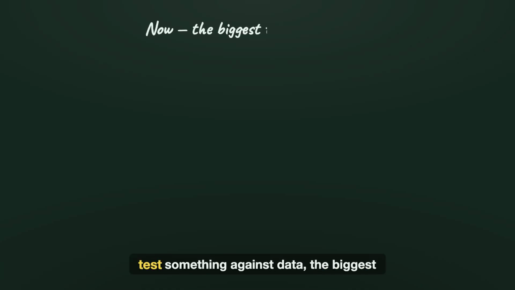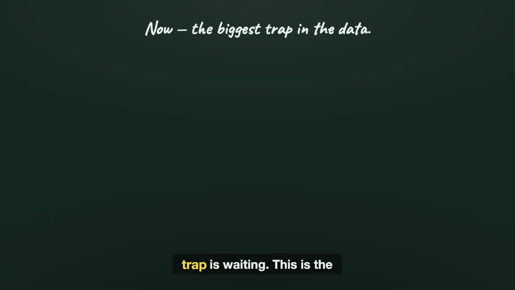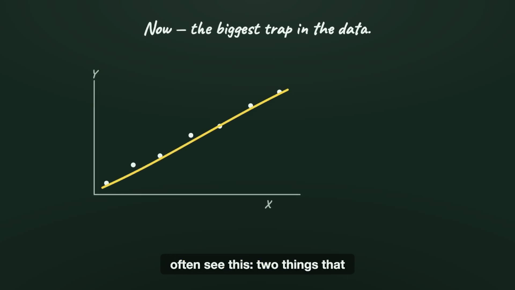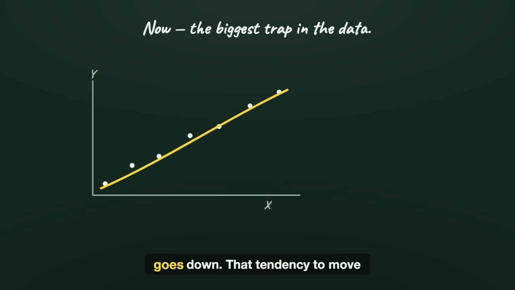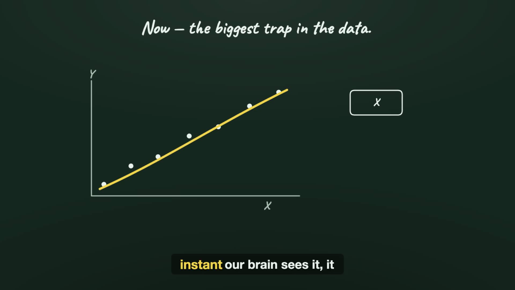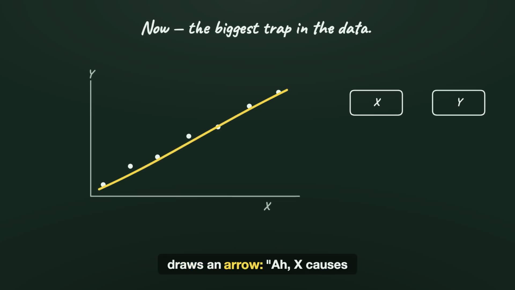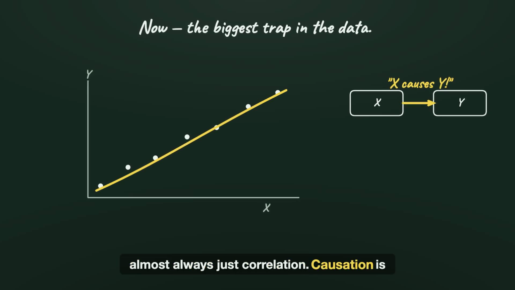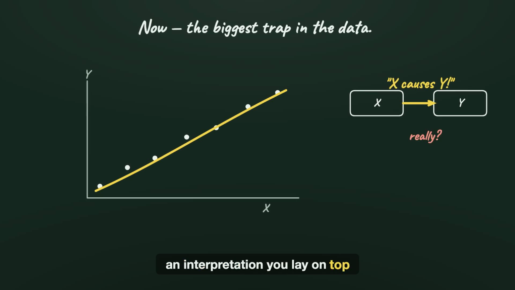Now, the moment you try to test something against data, the biggest trap is waiting. This is the heart of today. In data, you'll often see this. Two things that move together. X goes up, Y goes up, X goes down, Y goes down. That tendency to move together is called correlation, and the instant our brain sees it, it draws an arrow. X causes Y. That's causation. Here's the trap. What the data shows you is almost always just correlation. Causation is an interpretation you lay on top, and that interpretation is often wrong.